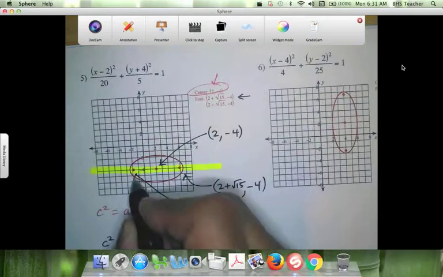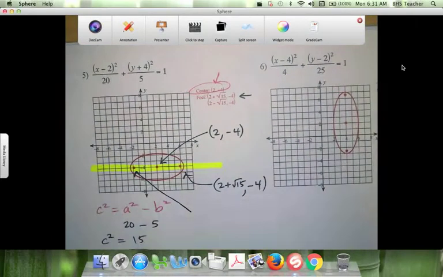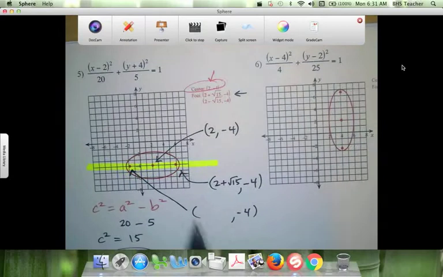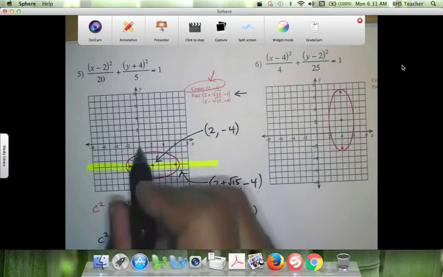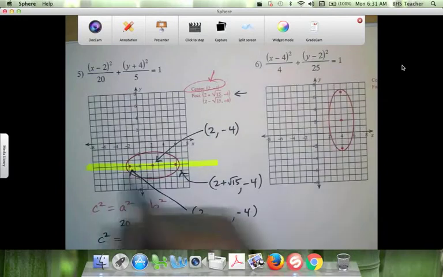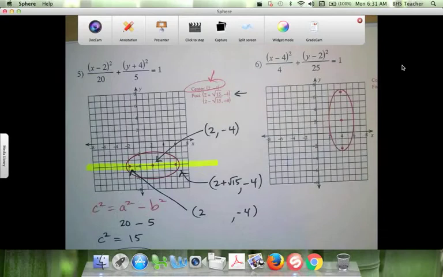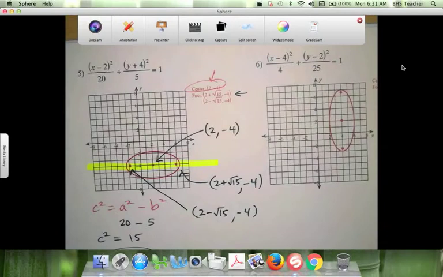For the second one here, again, which coordinate is not moving? The y coordinate is not moving. It's not changing. That one stays at negative 4. From 2, I have to go to the left or subtract. See, it's from 2. It starts at 2, not at 0. From 2, then going this way or subtracting that amount, this distance, it's 2 minus the root 15. And that's how you get this other foci.